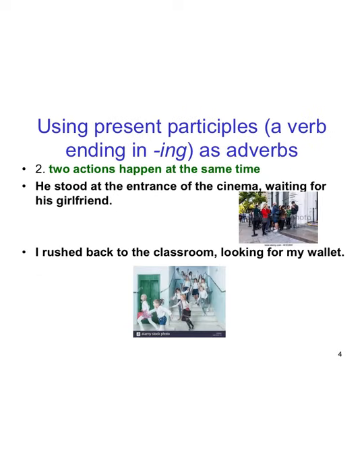We also use present participles when two actions happen at the same time. For example, he stood at the entrance of the cinema waiting for his girlfriend. The two actions, standing and waiting, happen at the same time.